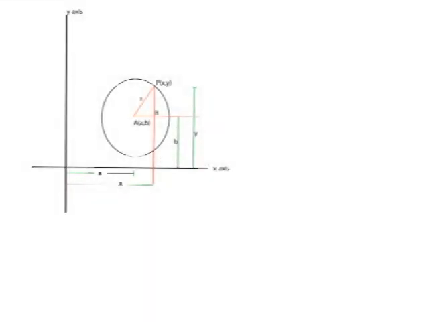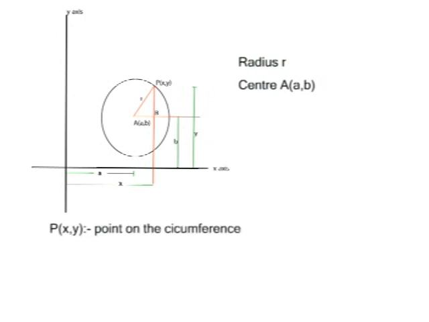Equation of a circle. Now consider the figure on your screen, which is a circle drawn on a Cartesian plane. The circle has radius r and center at A with coordinates a, b. P with coordinates x, y is a point on the circumference of the circle. AB and PB are perpendicular at B.